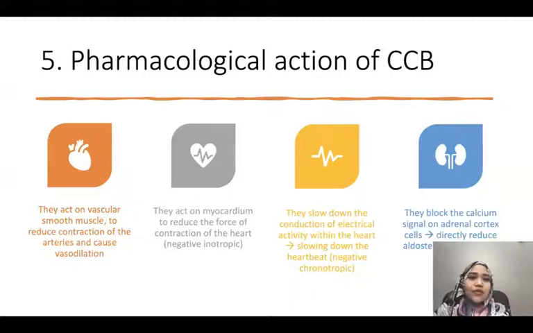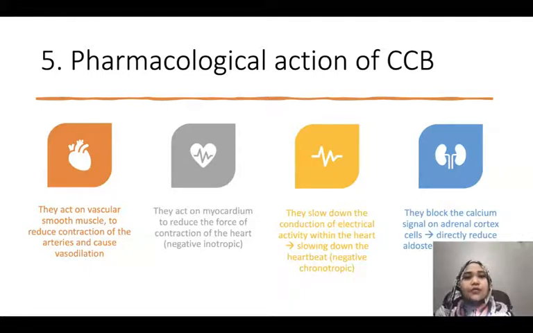Thirdly, it will slow down the conduction of the electrical activity of the heart. So the slow conduction activity will then slow down the heartbeat. So this is in a form of negative chronotropic.